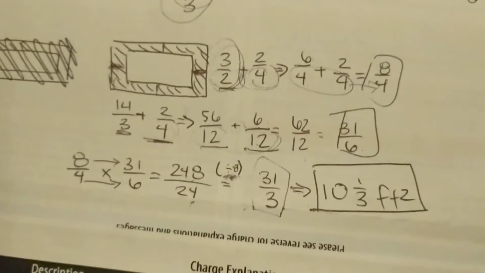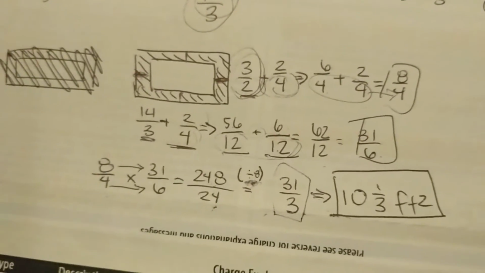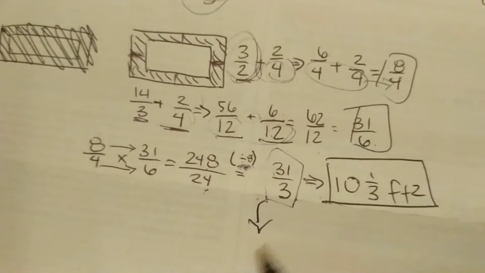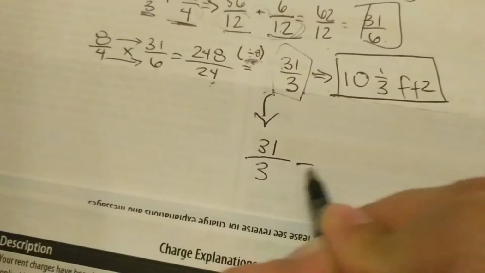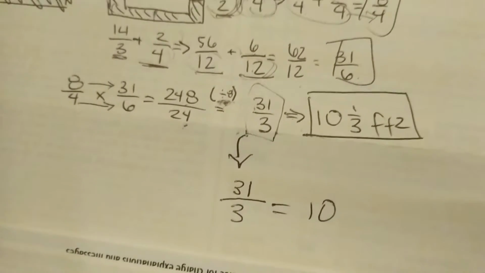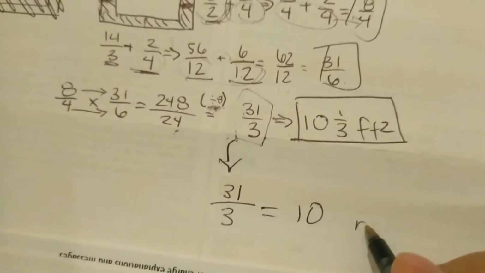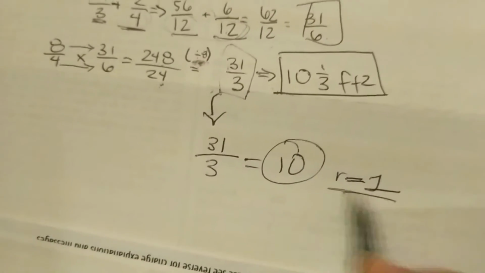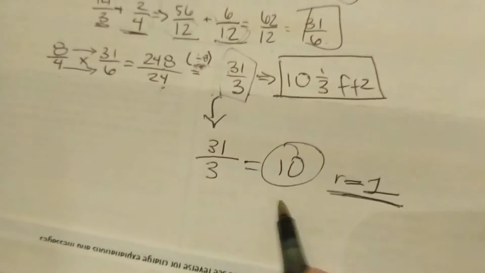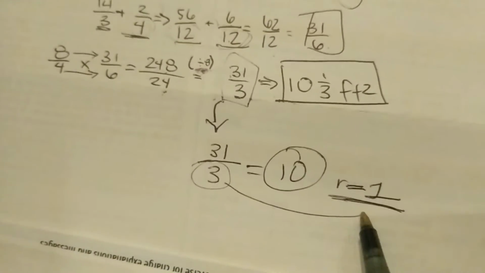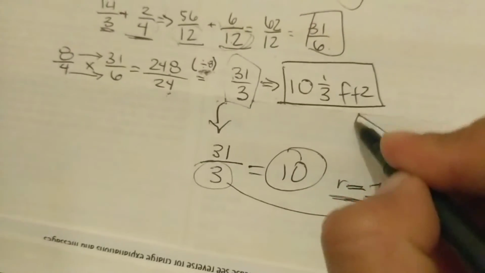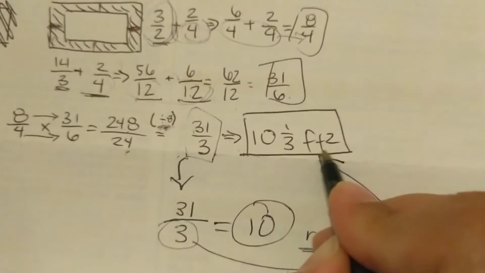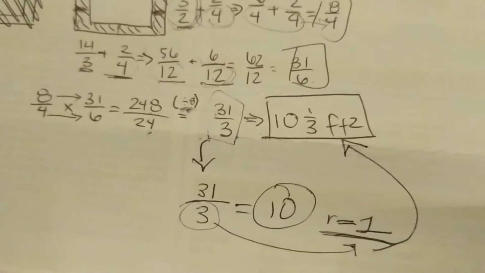But then you have to convert it back to a mixed fraction. To do that, you just divide the numerator by the denominator, that's 10, and then you have a remainder of 1. So you have your whole number, which is 10, and you have your remainder, which is 1, and then you just use the same denominator and put it back in fraction form. And that's what gets you 10 1/3. And then always remember to put your units. That's important because people forget.